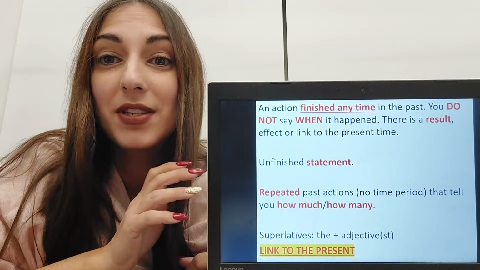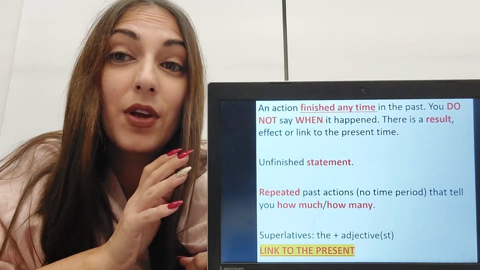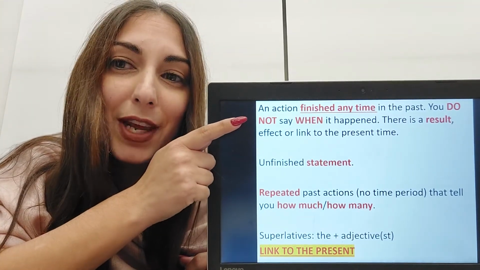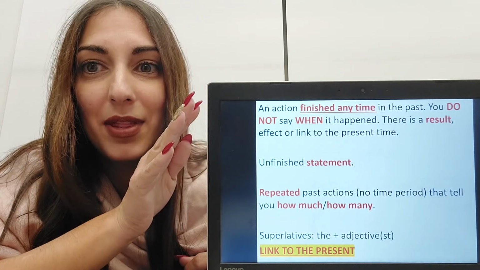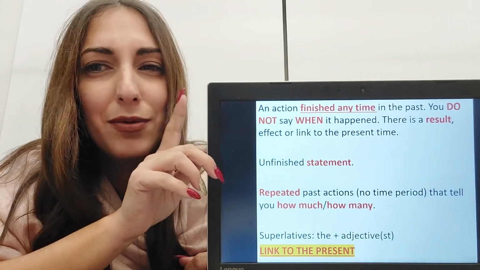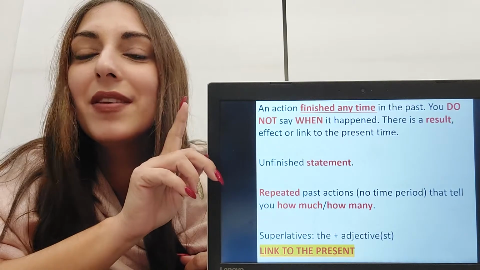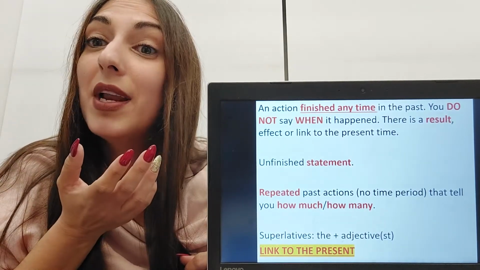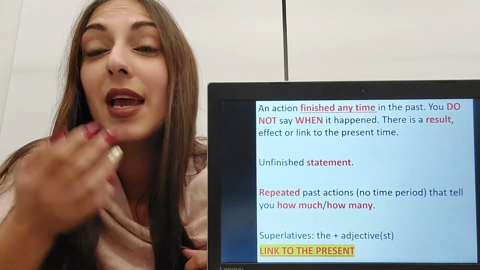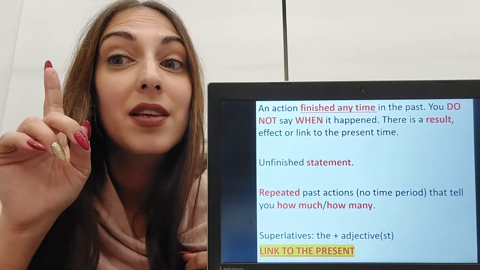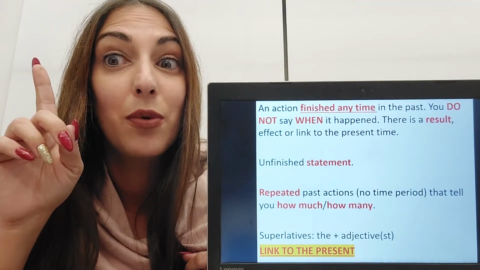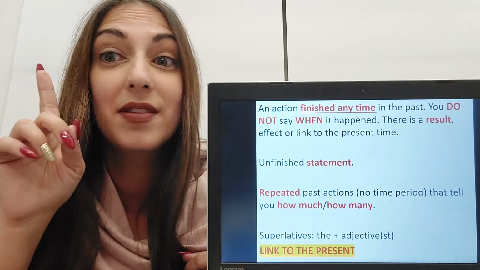Now, present perfect simple is perhaps my favorite because you can talk about an action that finished any time in the past, by the way, and you don't say when, so it's nobody's business when this action happened. Maybe you don't know when it happened. Maybe you don't want to say when it happened. The important thing is that it happened. So you don't say when this action happened or when this action finished.